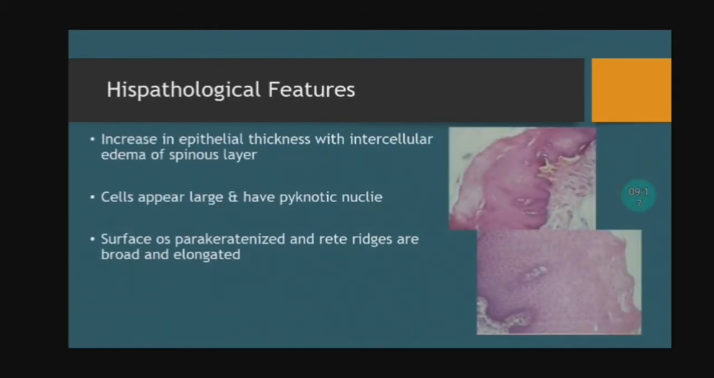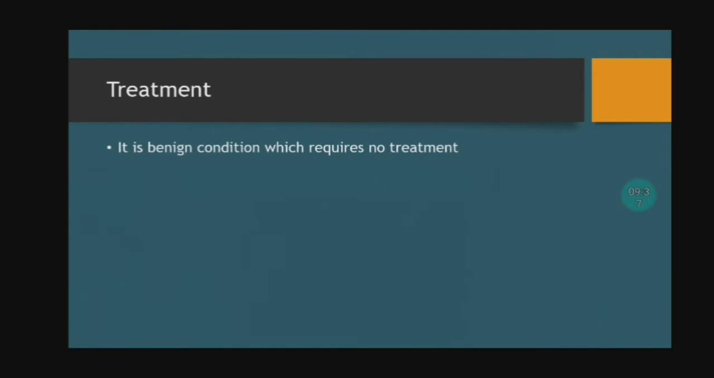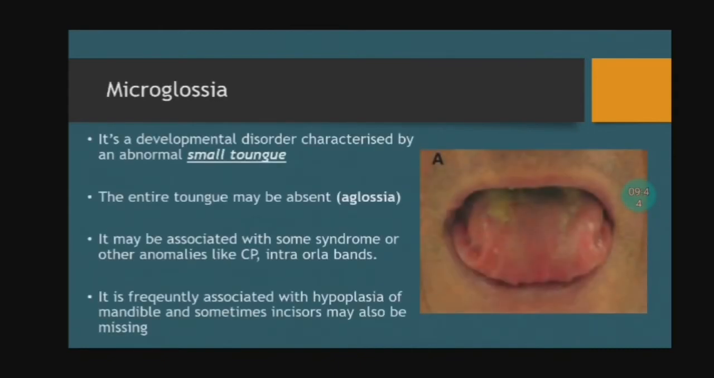Histopathological features. There is an increase in epithelial thickness with intercellular edema of the spinous layer. Cells appear large and have pyknotic nuclei. The surface is parakeratinized and the rete ridges are broad and elongated. Its treatment: it is a benign condition which requires no treatment. Microglossia.